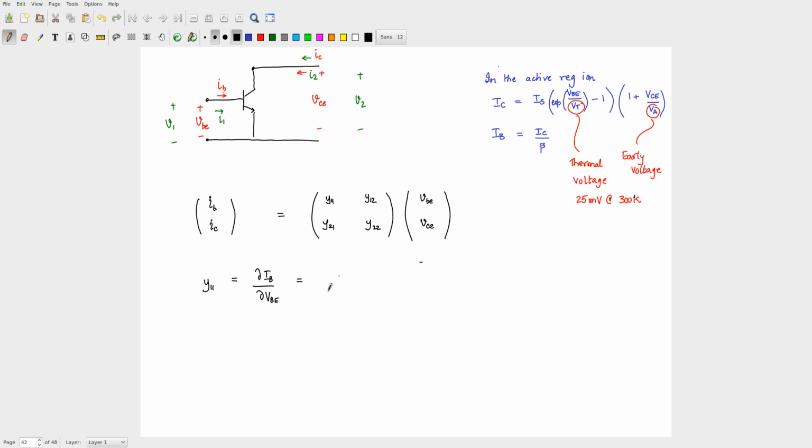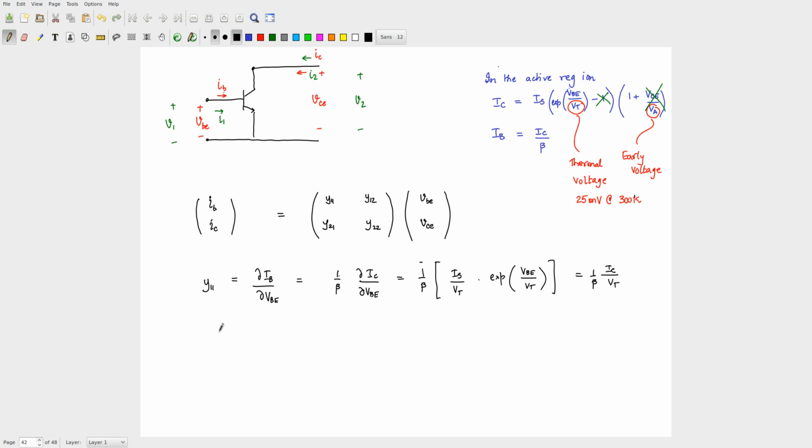So what would this be? This would be 1 by beta times dou IC by dou VBE, and what is this? 1 by beta into, so forget about that minus 1 for now. So you just have this. So what will that give you? IS by VT into exponential of VBE by VT, which is essentially equal to IC by VT with a 1 by beta. Is that right? That's with the exponent.